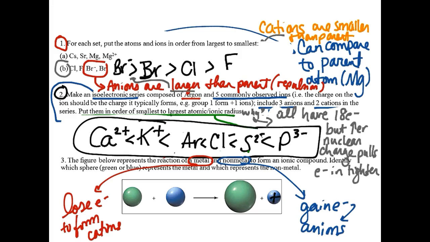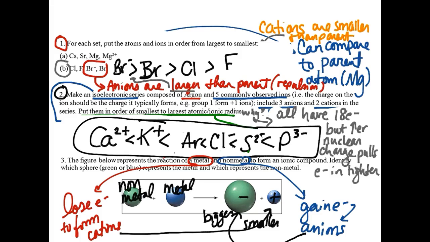So you know definitively that the blue sphere represents the metal which forms the cation because it gets smaller, and that the green sphere represents the nonmetal which forms the anion because it gets bigger. So the green one is the nonmetal and the blue one is the metal.